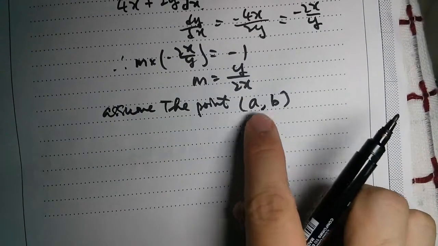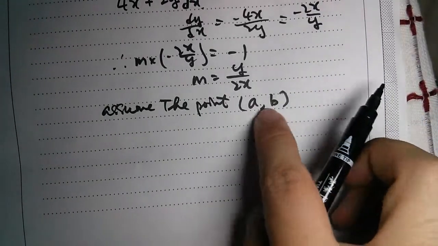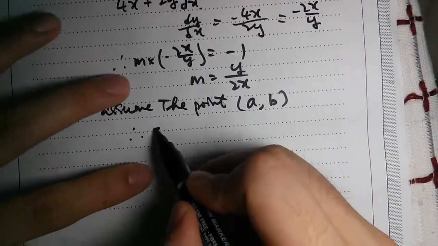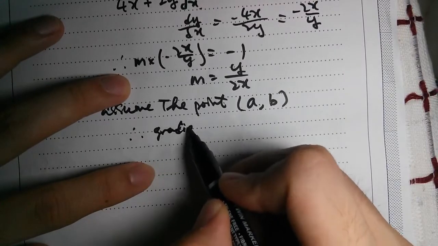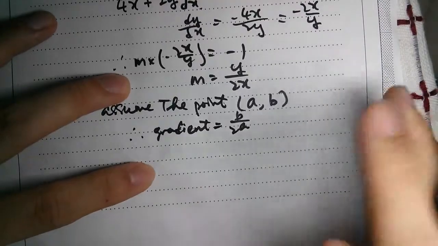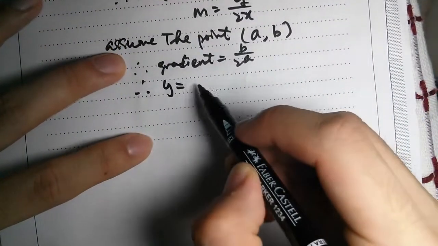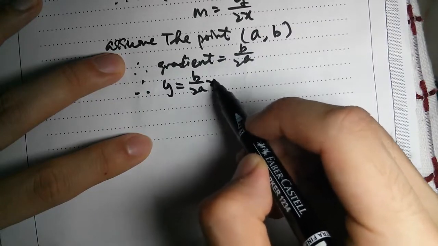Therefore, we need to assume a point because they don't give me any points, right? So I let this be my point. Therefore, the gradient would really be b over 2a. b is y, a is x. Therefore, the equation of normal is y equals mx plus c.